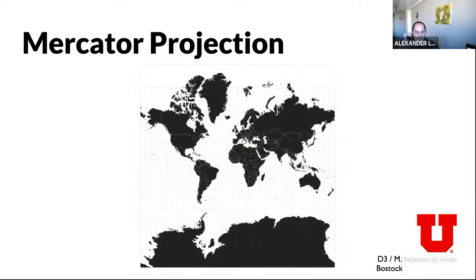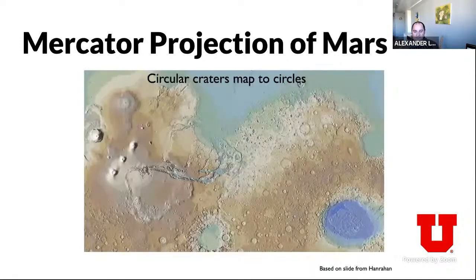And here's this example from my first slide. This is a Mercator projection of the world in D3. And of course, it has these kinds of problems. But one of the benefits is that it also maps circular shapes to circles. So here is a Mercator projection of Mars, and you see these circular craters, where the shape is nicely preserved.